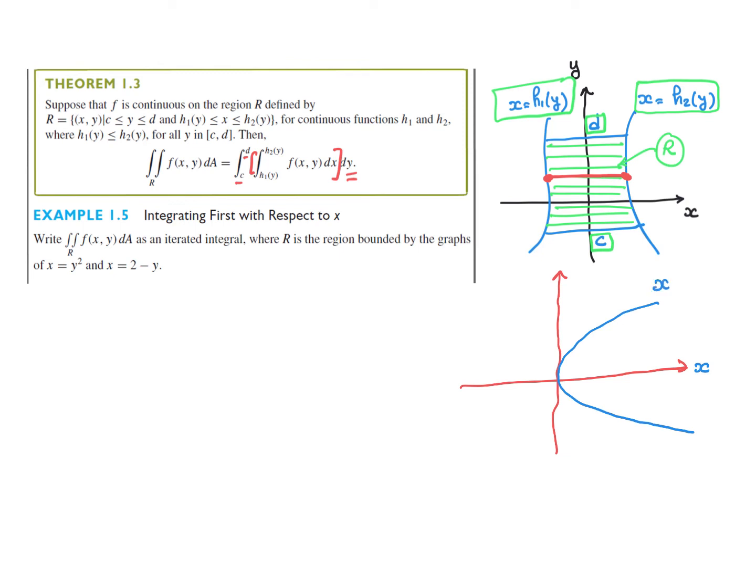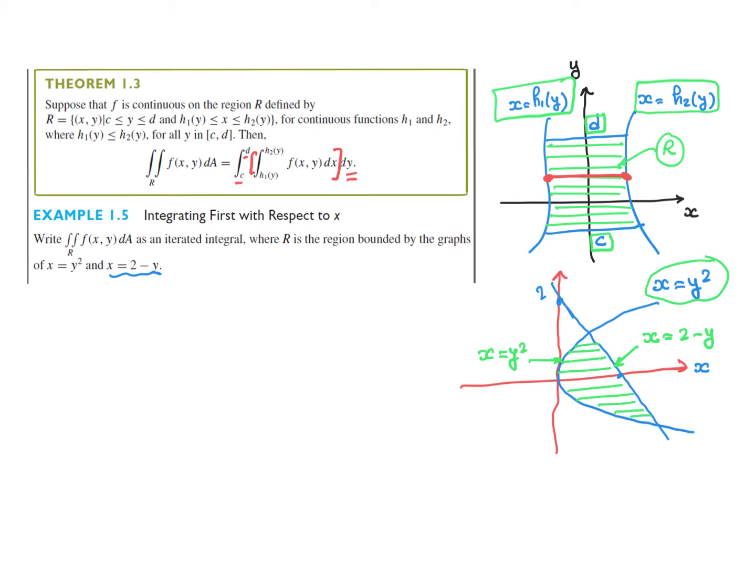So this is the curve x equal y squared, and then x equal 2 minus y is a straight line through the point 2 and 2 here. So it's going to be like this. So the region R is this region bounded by these two curves, x equal to y squared on the left side, and this line which is x equal to 2 minus y.